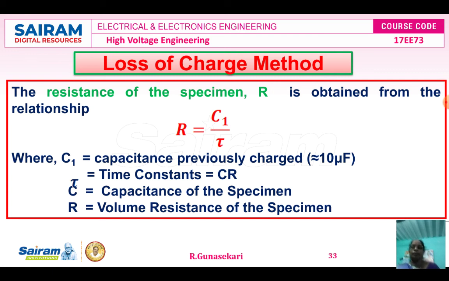C1 is the capacitance which is previously charged. The value of C1 is nearly equal to 10 microfarad. C is the capacitance of the specimen. C and C1 are entirely different. R is the volume resistance of the specimen. The capacitance of the specimen and the volume resistance of the specimen are used to find the time constant tau.